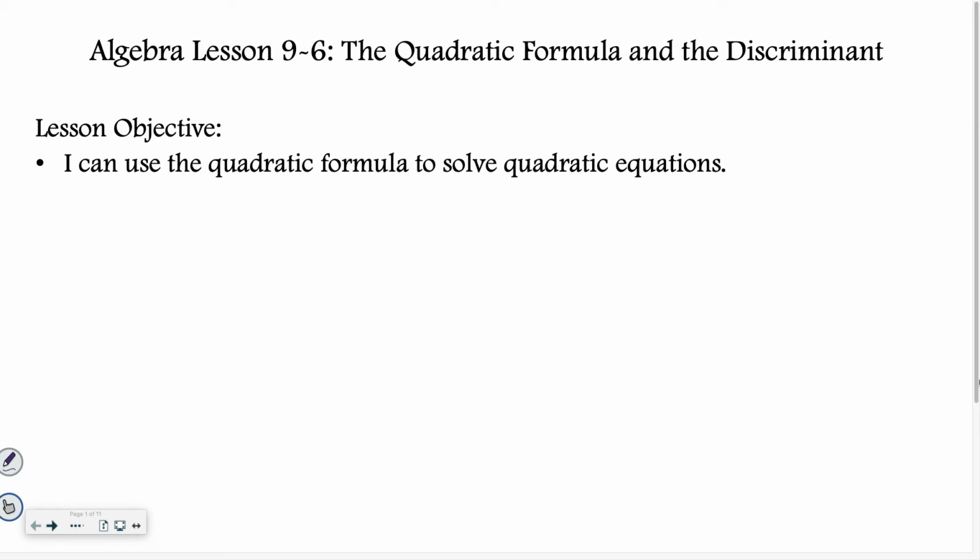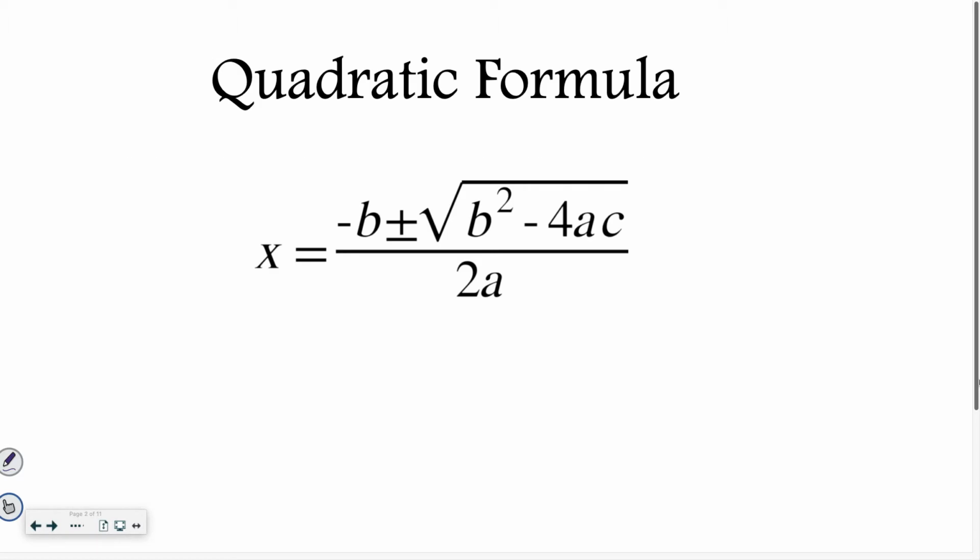Hello class, welcome to Algebra Lesson 9-6, which is all about the quadratic formula and the discriminant. By the end of this lesson, you should be able to use the quadratic formula to solve quadratic equations. Alright, so right off the bat, let's get the quadratic formula out of the way. This here is our quadratic formula.